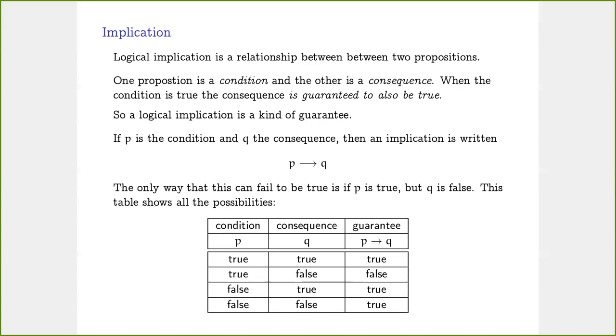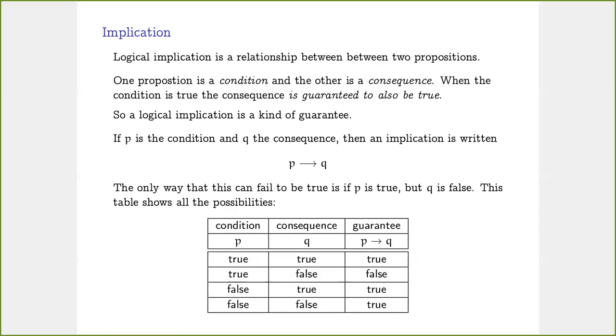If P is the name of the condition and Q is the name of the consequence, then an implication is written P right arrow Q. You can read this as P implies Q, P guarantees the truth of Q, and various other English expressions. Often it's read "if P then Q," but in English, if-then constructions can mean many different things. The only way that this claim, P implies Q, or P guarantees the truth of Q, can fail to be true is if P is true, but Q is false.